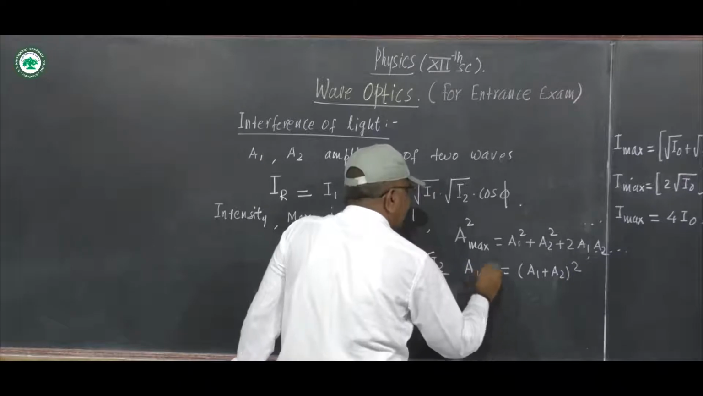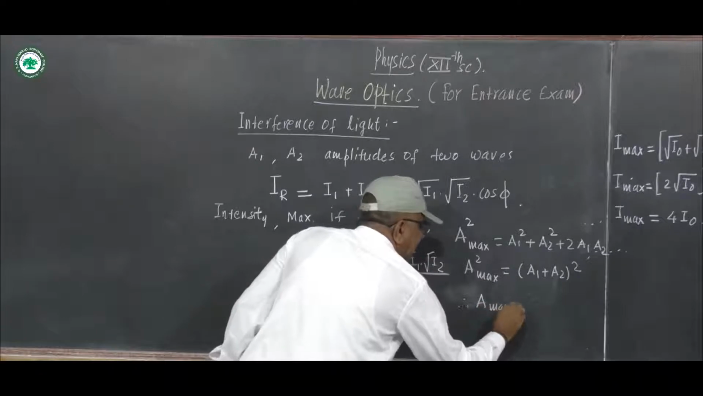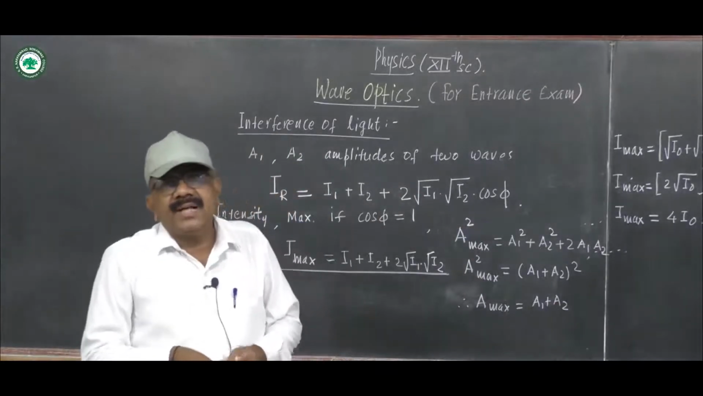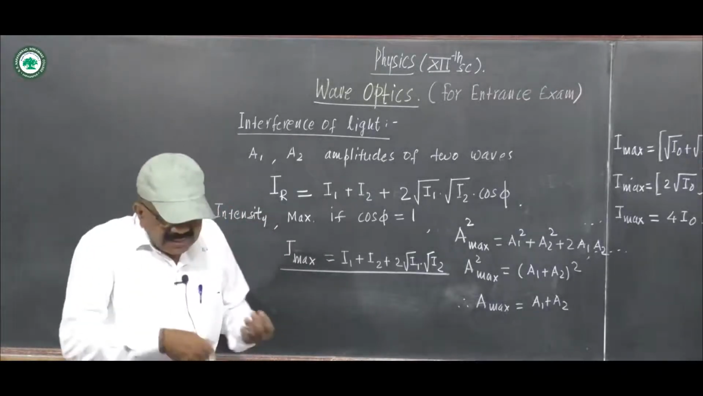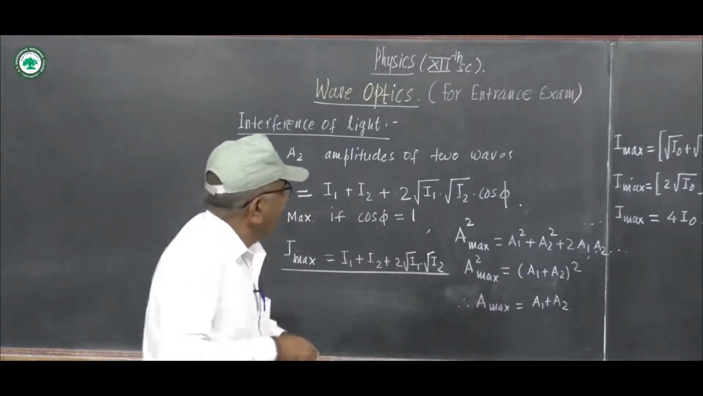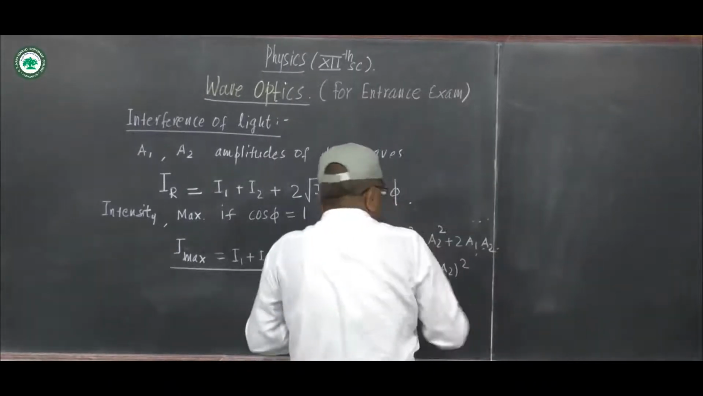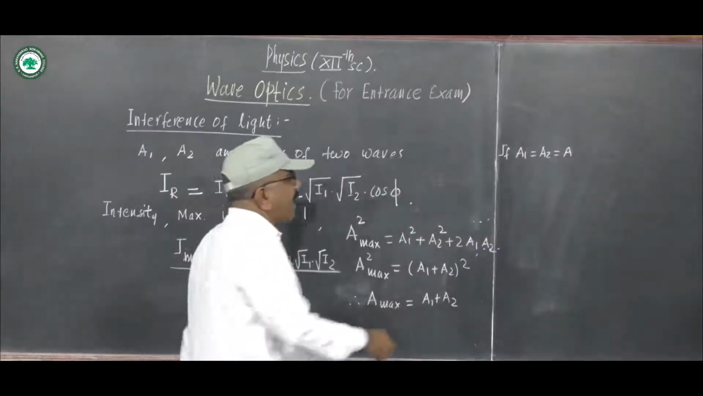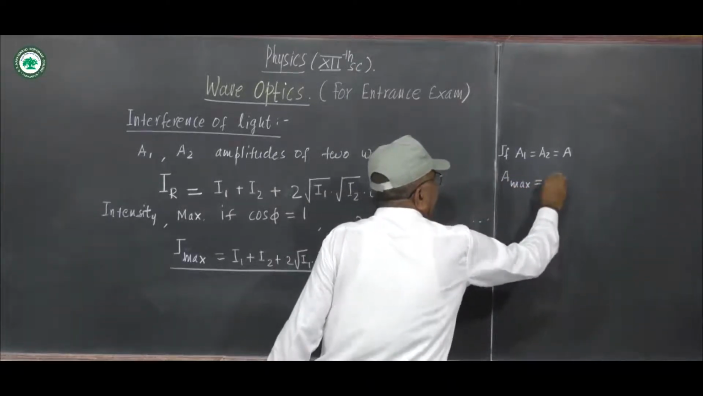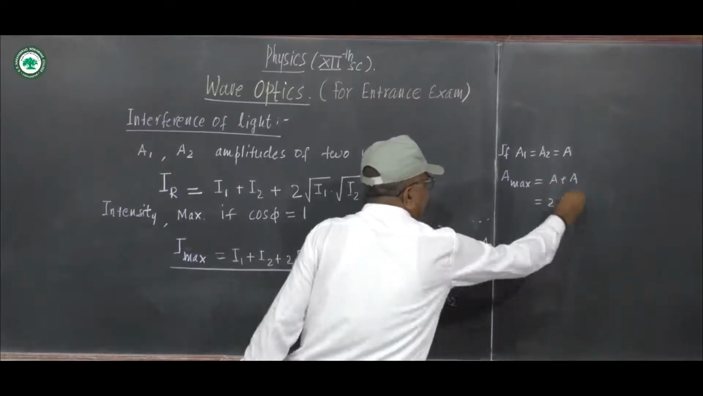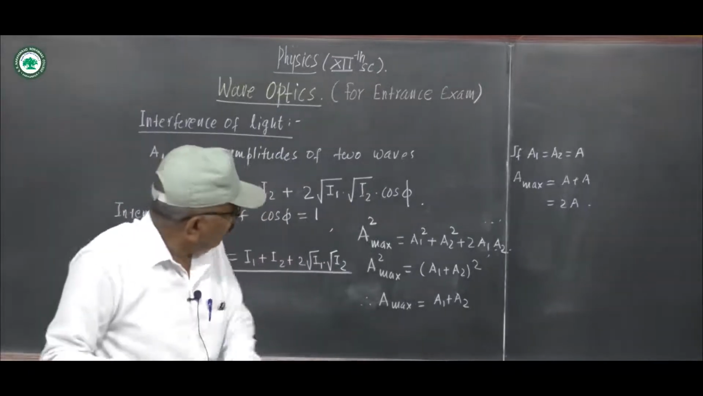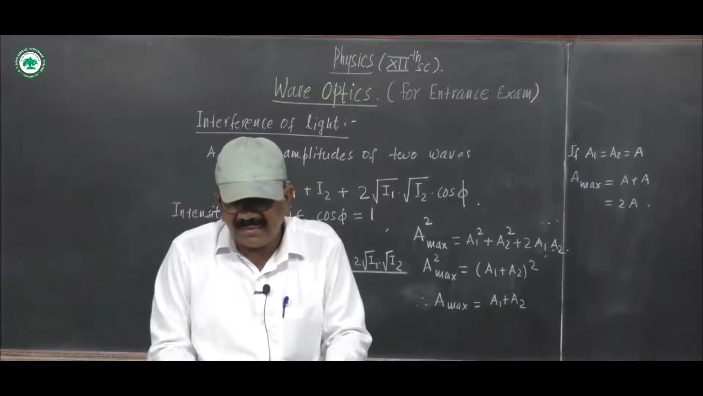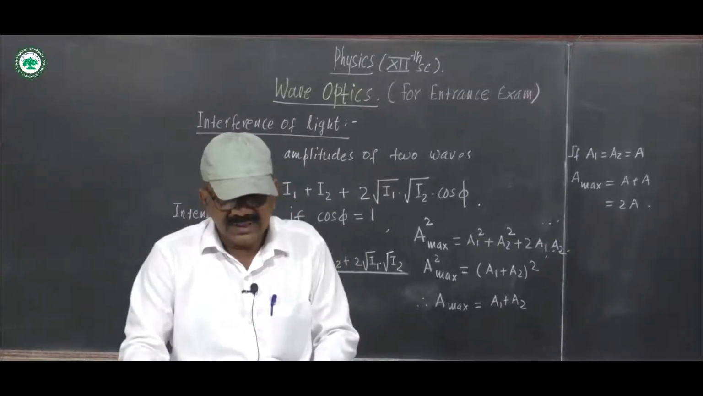the maximum amplitude, and we get one important formula: A max is equal to A1 plus A2. Taking the square root on both sides, we get A max is equal to A1 plus A2. Here again, if these two amplitudes are equal, that is, if A1 equal to A2 is equal to A, this A max will be A plus A, that is twice the amplitude. We get A max as twice the amplitude, and such type of interference is a constructive interference. Here there is an enhancement of the displacement or enhancement of the amplitude. It increases.